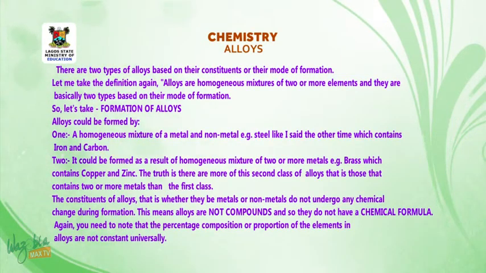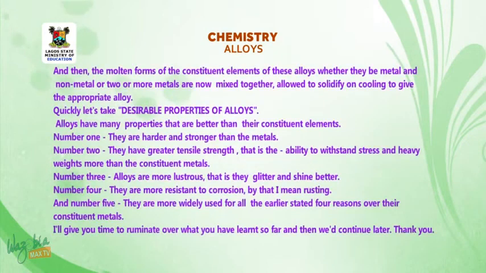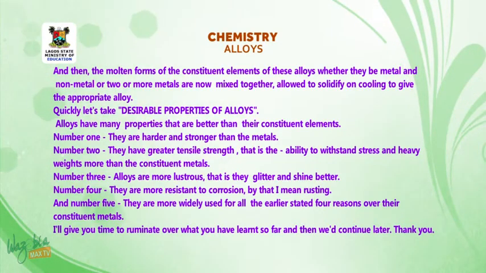The constituents of alloys, that is, whether they be metals or non-metals, do not undergo any chemical change during formation. This means alloys are not compounds, and so they do not have a chemical formula. Again, you need to note that the percentage composition or proportion of the elements in alloys is not constant universally. And then the molten forms of the constituent elements, whether metal and non-metal or 2 or more metals, are mixed together and allowed to solidify on cooling to give the appropriate alloy.